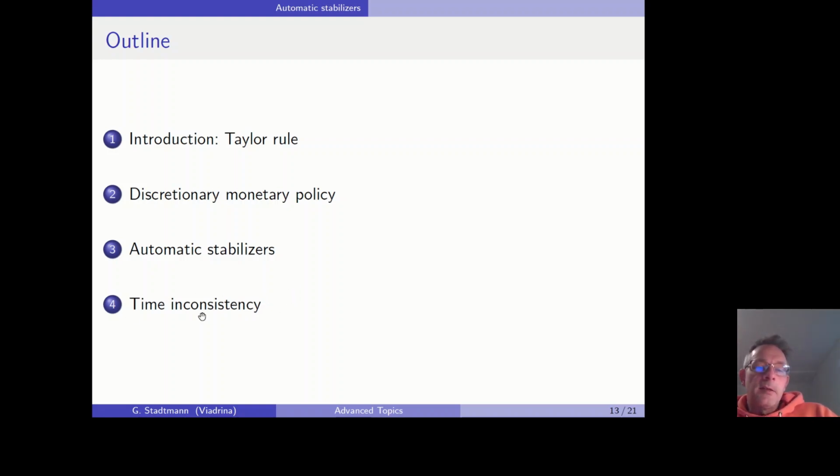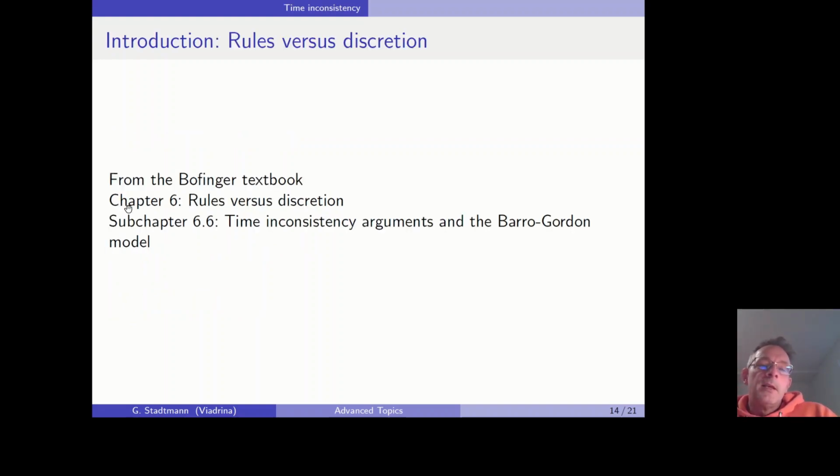So the next topic, time inconsistency, stems from the Bofinger textbook. I'm in chapter 3, subchapter 6.6, time inconsistency, arguments, and the Barro-Gordon model. This is the chapter of the Bofinger textbook. I'll not go into detail, but I'll only try to give you an intuition why it could make sense to have a monetary policy rule in place instead of discretion. So the big question is, why is a rule beneficial?